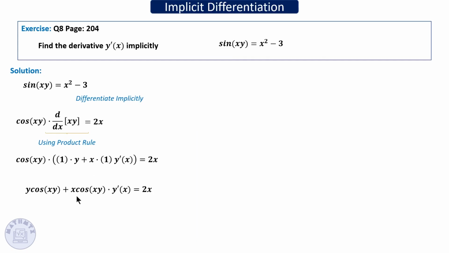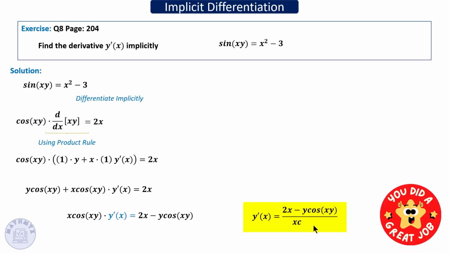Okay, so now let's leave this term with y prime on one side, and move the other term to the other side to isolate y prime. So solving for y prime, we need to divide over x cosine of xy, and this will be our final answer. So the derivative equals this expression.